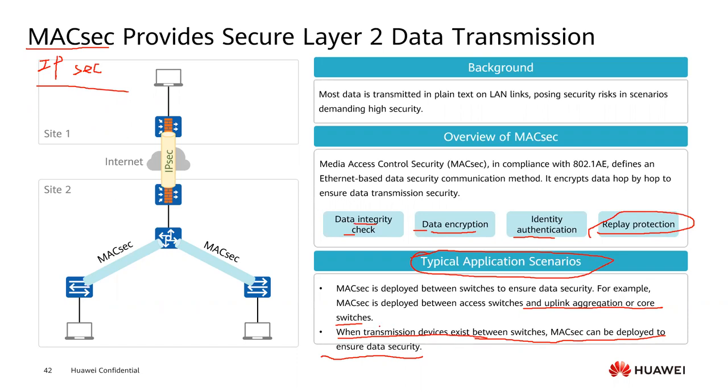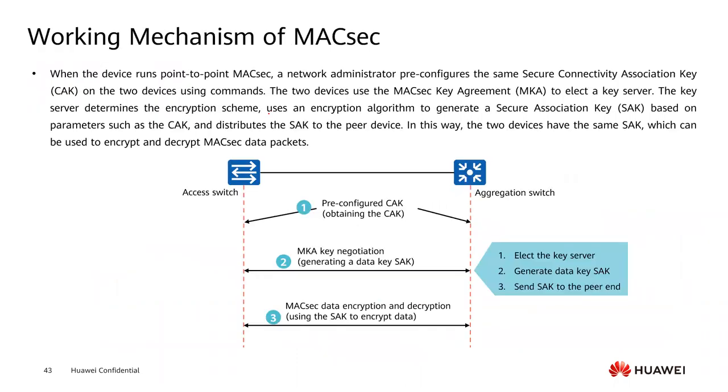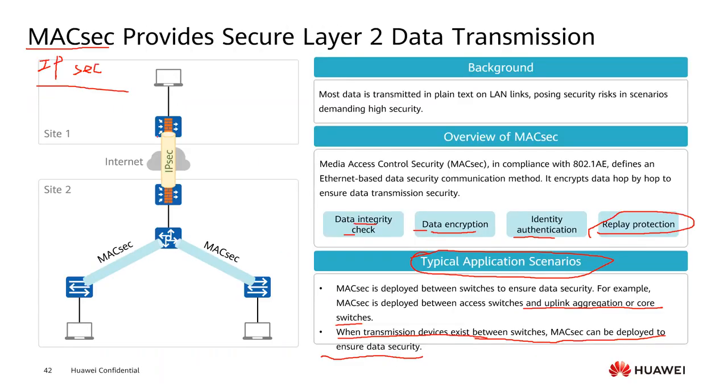What does it mean? Let me take an example of two switches, switch one and switch two. They are physically connected directly, but they are far away and cross a huge distance. So how do we achieve this? You can use a transmission device. And you should know that Huawei's transmission devices are very famous. But you will find that the transmission device is not under your control. So how do we keep the data secure across the transmission device?